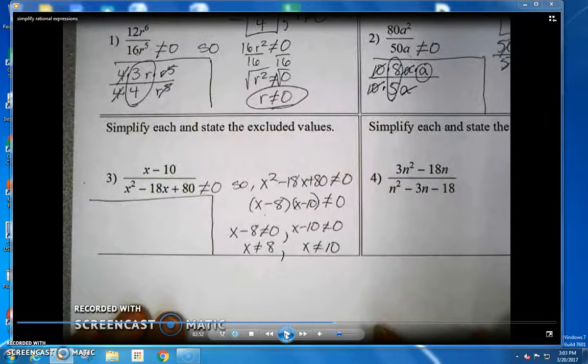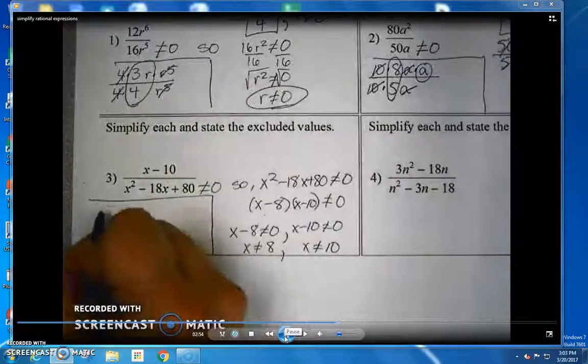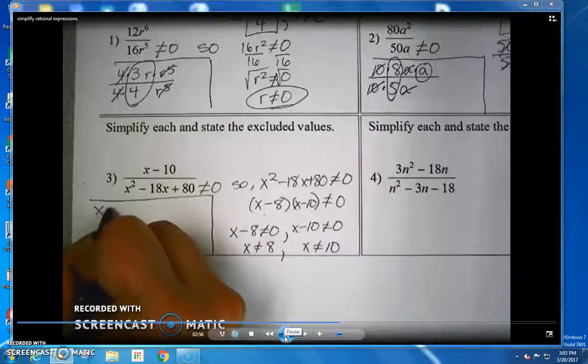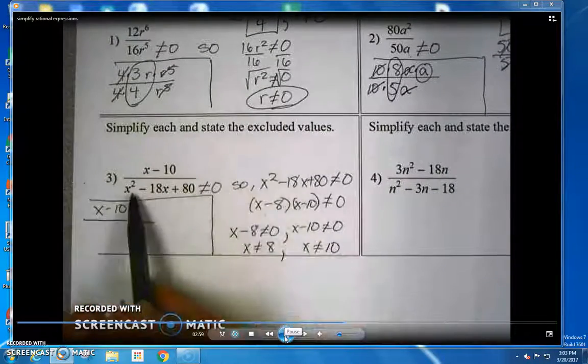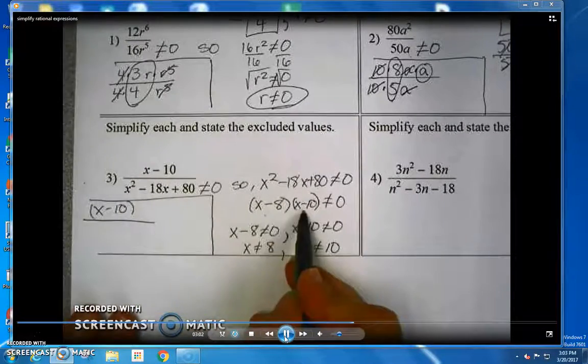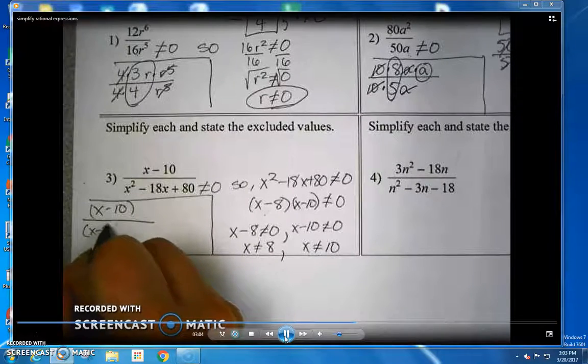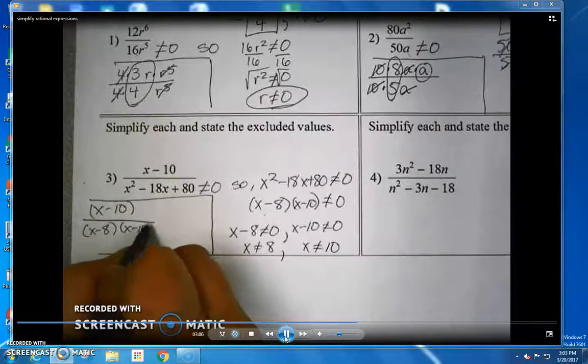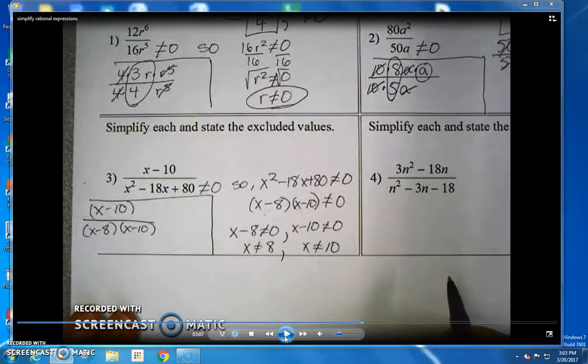Now the cool thing is that when I go to simplify here, I've already factored my denominator. I'm going to use the factors that I've got. So you'll see that for the numerator, x minus 10 is really already factored. It doesn't need to be factored anymore. I'm going to use my factors of x minus 8 and x minus 10 in the denominator. And you'll see that I have a common factor that can be canceled out.